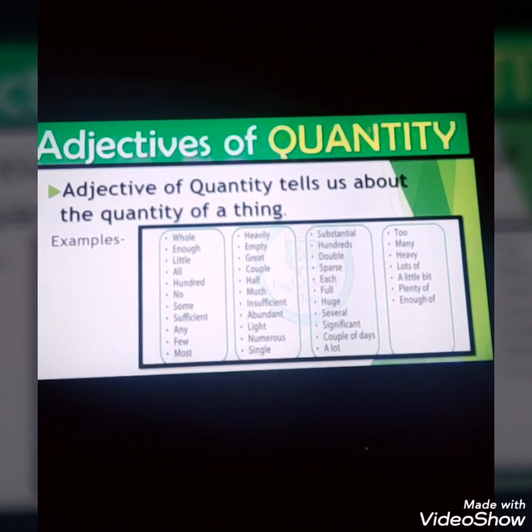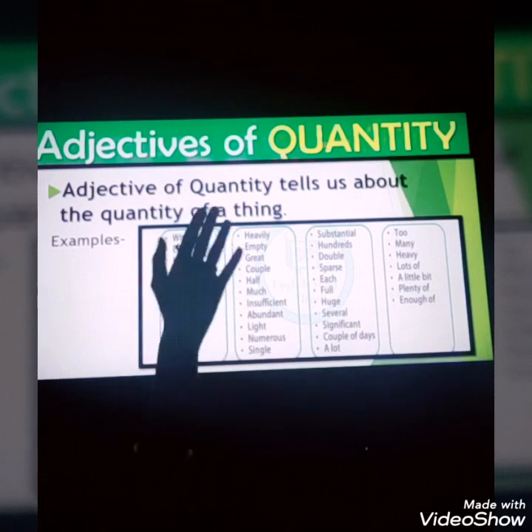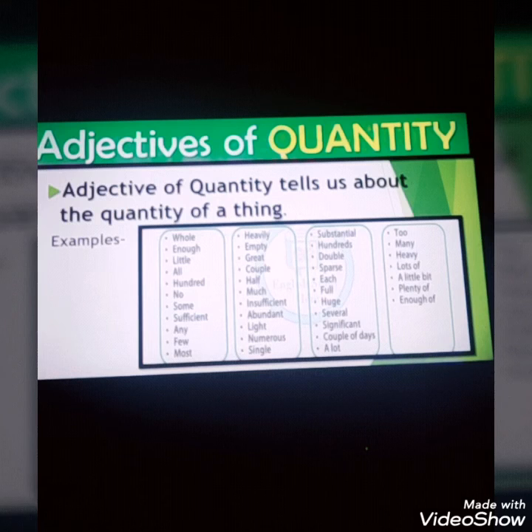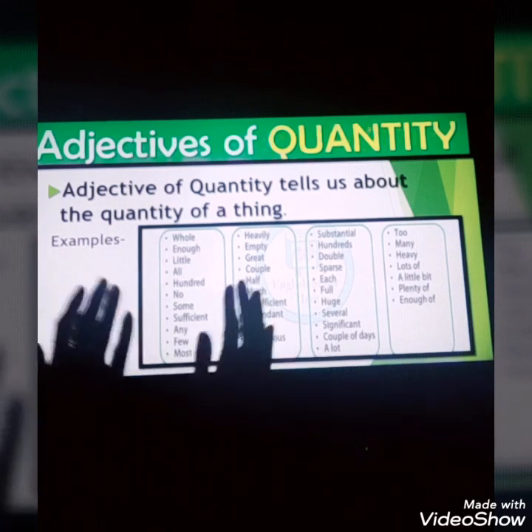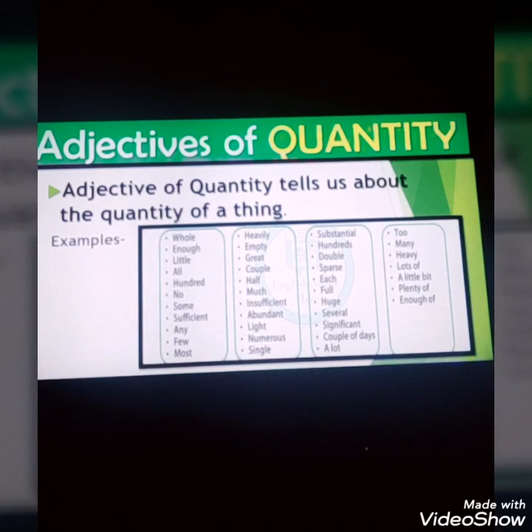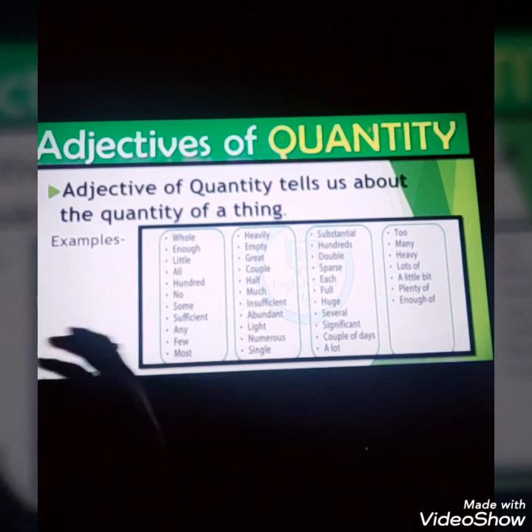Let us take one more example. I have enough time to complete my work. Enough is the adjective of quantity, as enough tells us about the quantity of time. How much time are you having? You are having enough time. The words some and enough are both adjectives since they tell us about the nouns homework and time. They both are nouns in those sentences. So they describe a noun.